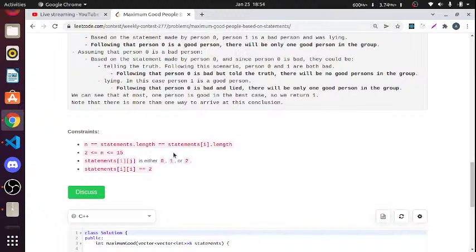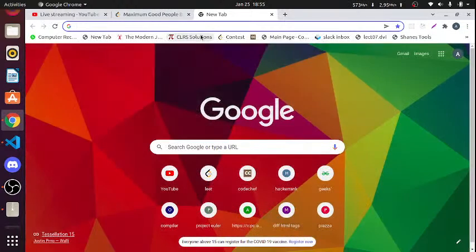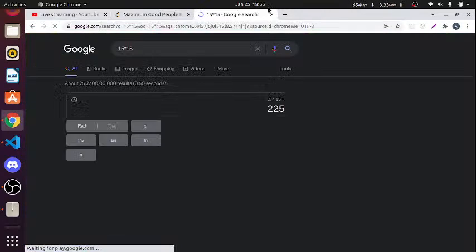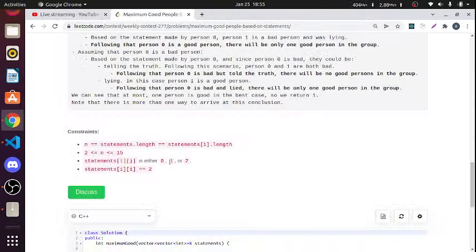Okay, let's take the constraint. It is only 15. 0, 1, 2, 3 ways, right? Okay, 15, then 15 into 15. Let's check that. 15 into 15 is 225.